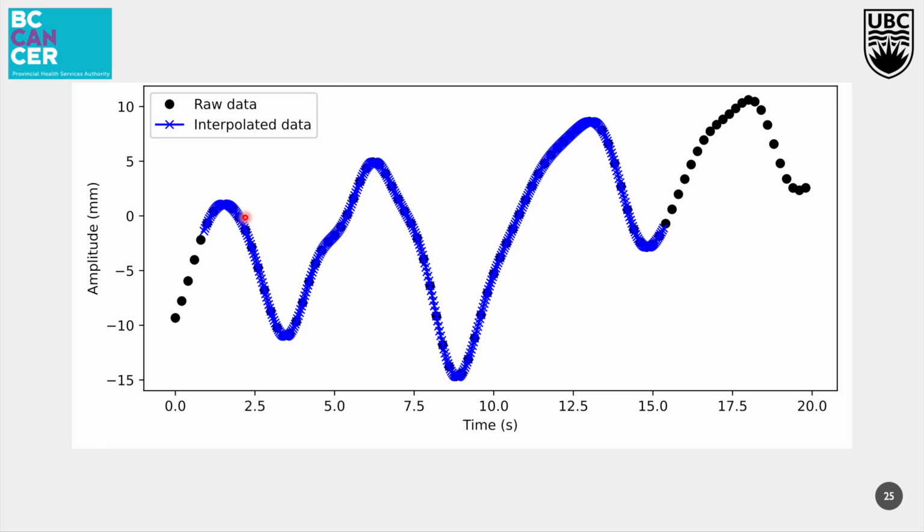Now, the respiratory phantom was a bit finicky and had some issues with properly simulating the trace. So in order to deal with one of those issues, the traces were interpolated to upscale the sample rate from 5 to 30 hertz, which is why you can see here the raw data in black is a bit more spaced out than these blue X's, which are upscaled.